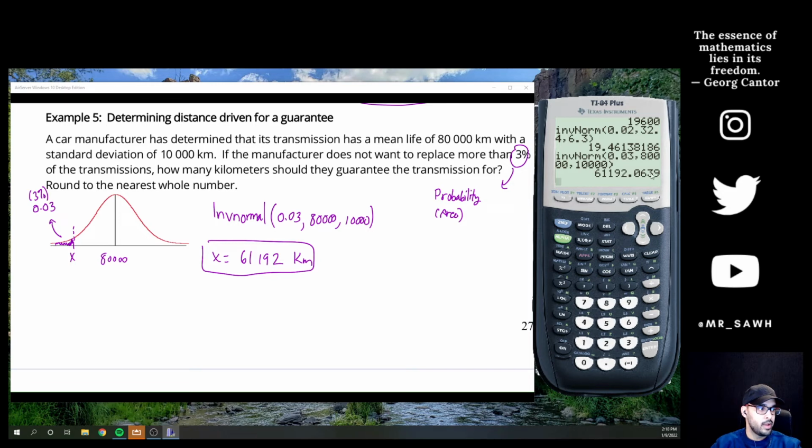Okay, and again, we've already rounded down here, so that will take care of the rounding scenario, because I don't really want to round up to the next kilometer. That'll be too much that I'm repairing. So this should be the length of your warranty, or what you should guarantee. They should guarantee 61,192 kilometers. Any more than that, and they're going to repair more than 3%. So this is the number that you need, that boundary point, to give you that shaded region of 3%. Okay, so very, very similar.